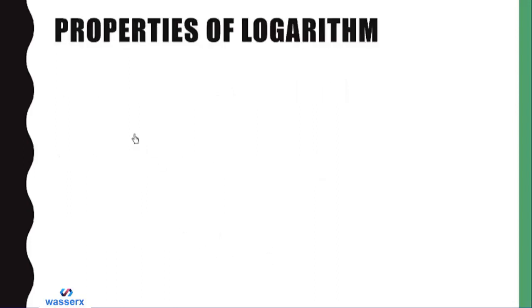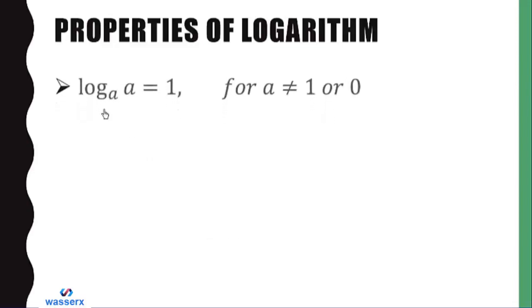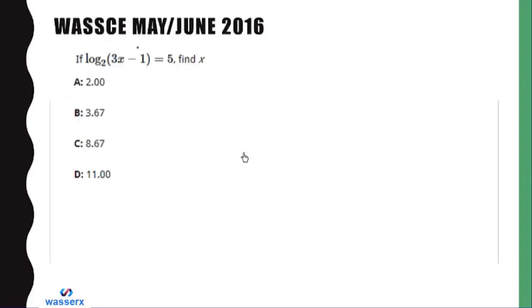Now let's talk about two properties. The logarithm of the base will give us 1, where a is never equal to 1 or 0. The logarithm of 1 will always give us 0. Again, a is not equal to 1.